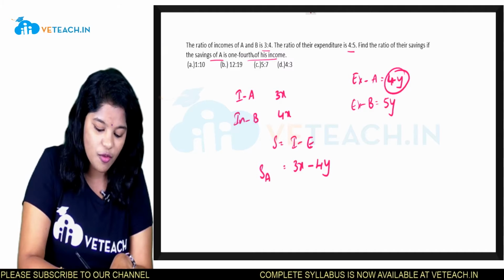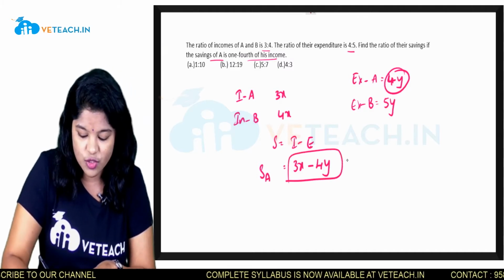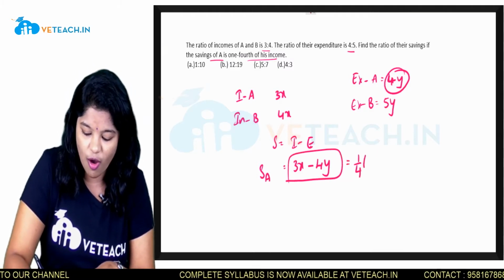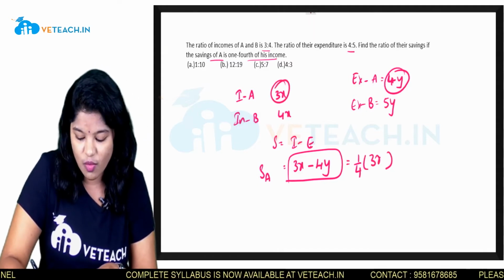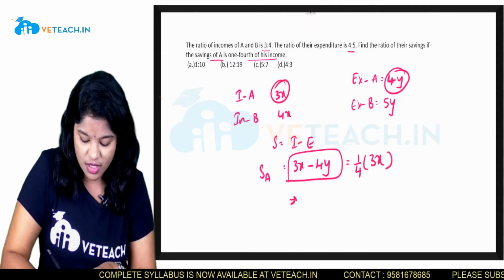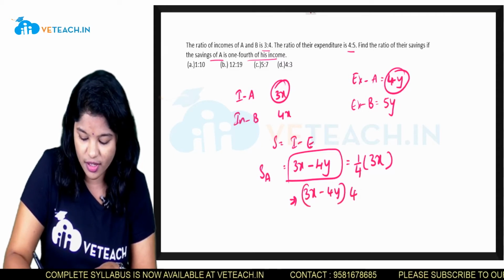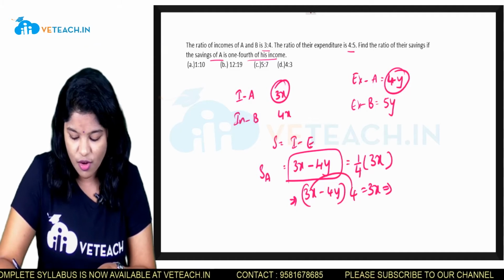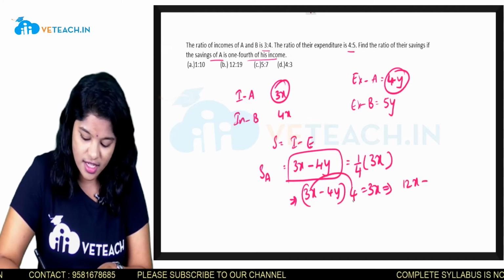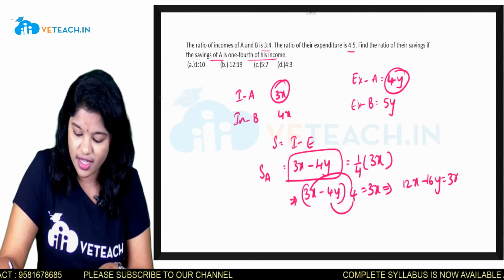So the savings of A is equal to 1/4 of his income. So the calculated savings should be equal to 1/4 of his income. What is his total income? 3x. So 1/4 of 3x. So that implies (3x minus 4y) into 4 is equal to 3x. That is equal to 4 3s are 12x minus 4 4s are 16y is equal to 3x.